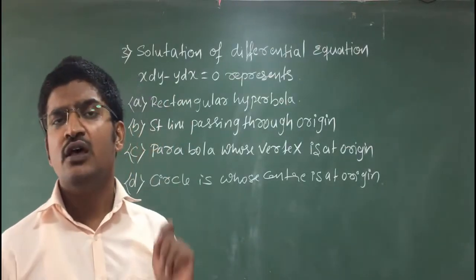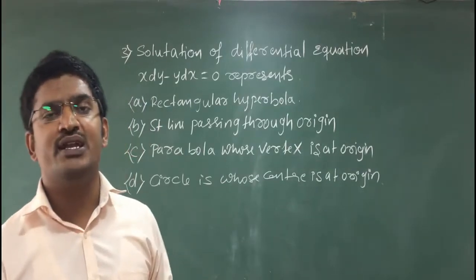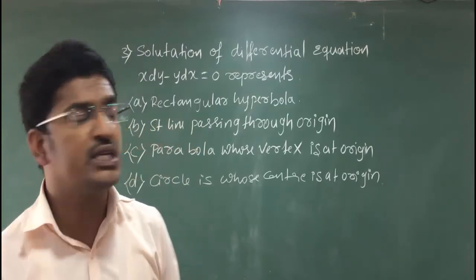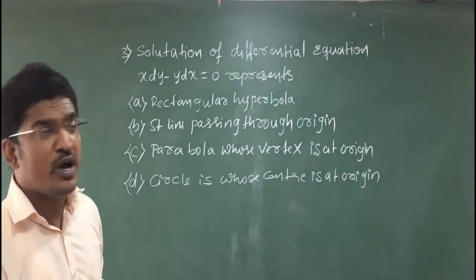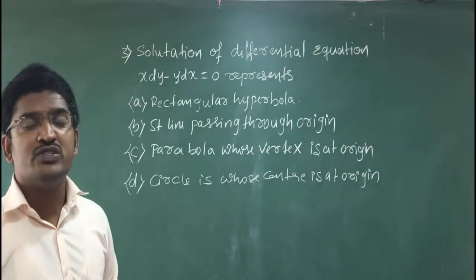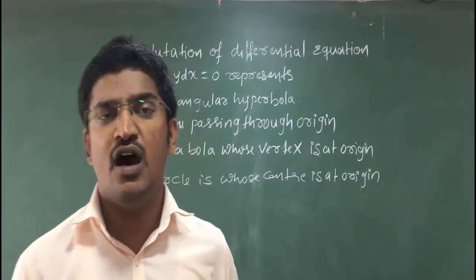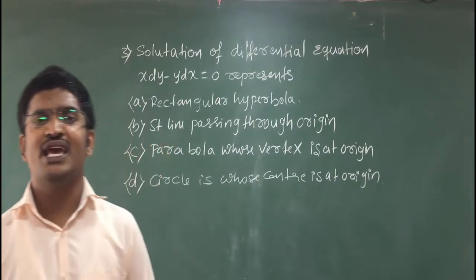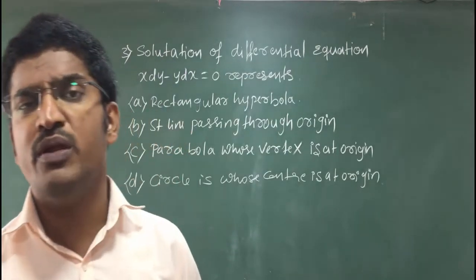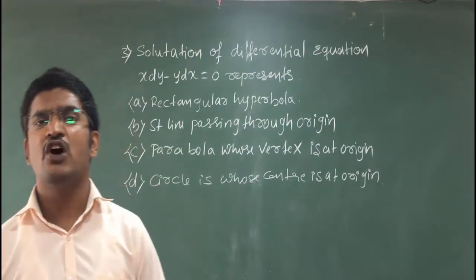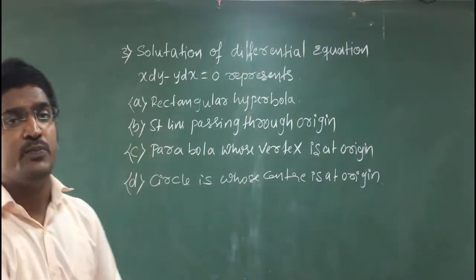So my dear students, please remember here, by solving the differential equation, you must have a geometrical idea also. That means you must know the equation of rectangular hyperbola, the equation of straight lines passing through the origin, the parabola whose vertex is at origin, and the equation of circle whose center is at origin. Are you clear? So if you know all these geometrical ideas, then you can simplify. After simplifying, if you have the idea of geometry, then only you can answer this question. Clear? So let us try to simplify this.